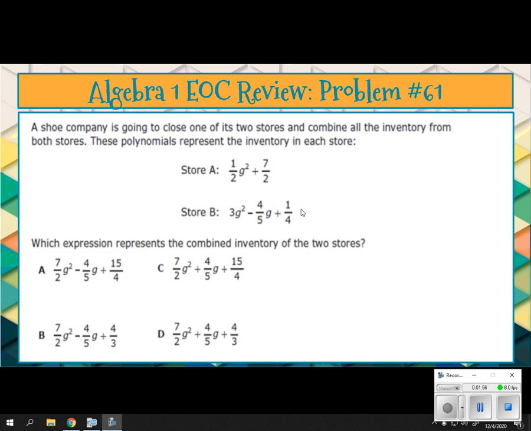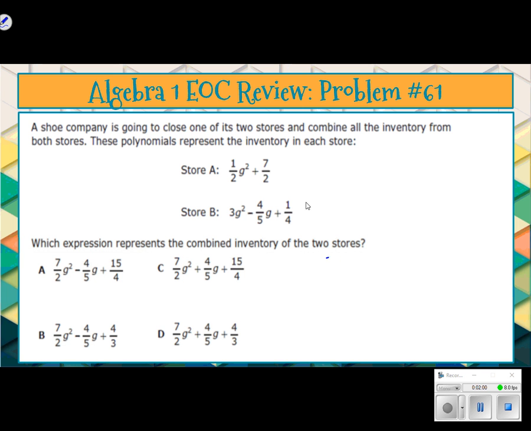The question is, what happens when I add 7/2 and 1/4? So 7/2 plus 1/4. Let's get a common denominator. So we can have 14/4 plus 1/4 is 15/4. We're going to go with A as our answer. And you can probably tell that with the thirds.